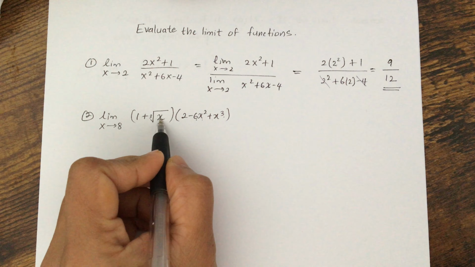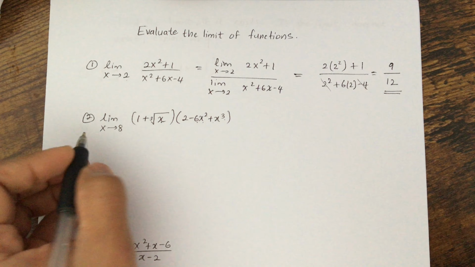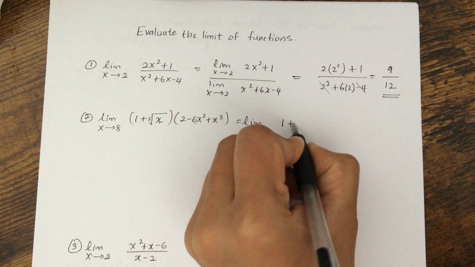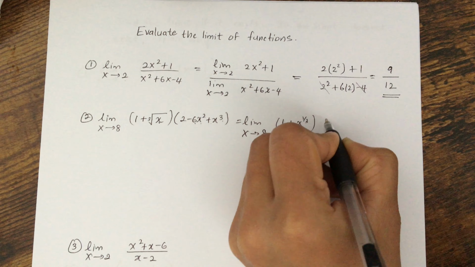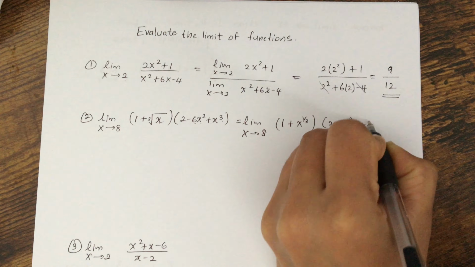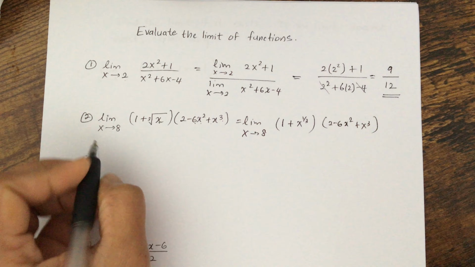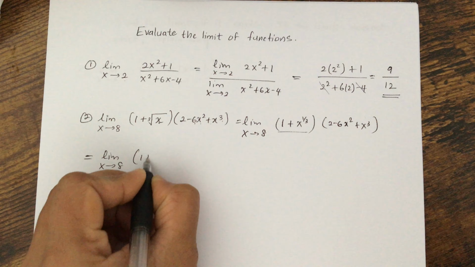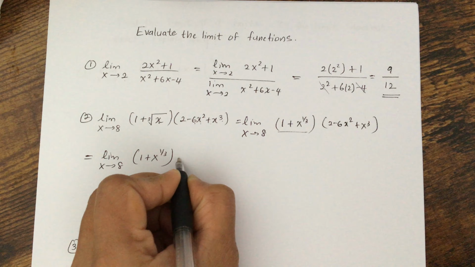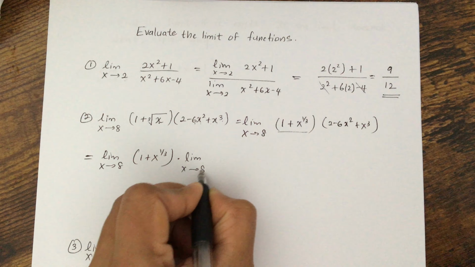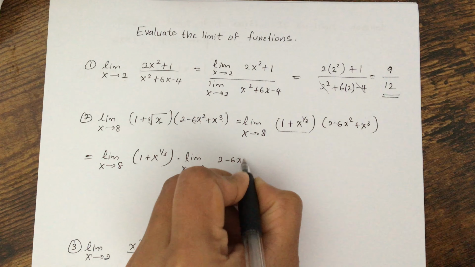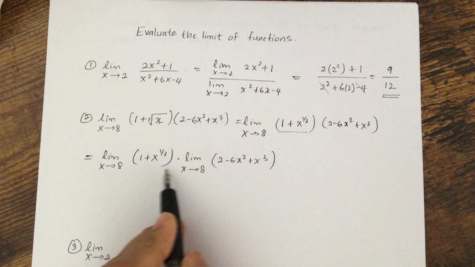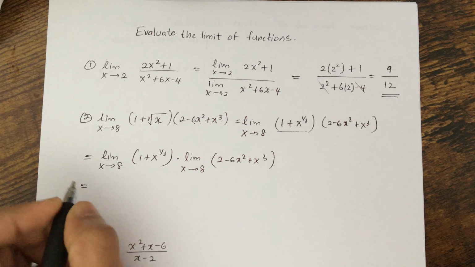So let's look at the limit when x goes to 8. First I'm going to write this one as x to the power 1/3. Okay, so this one is limit x goes to 8, 1 plus x to the power 1/3 times 2 minus 6x squared plus x cubed. So you can use limit laws. Limit x goes to 8, the limit of the first function 1 plus x to the power 1/3 times limit x goes to 8, 2 minus 6x squared plus x to the power 3. So this is the product law, right? Product law.